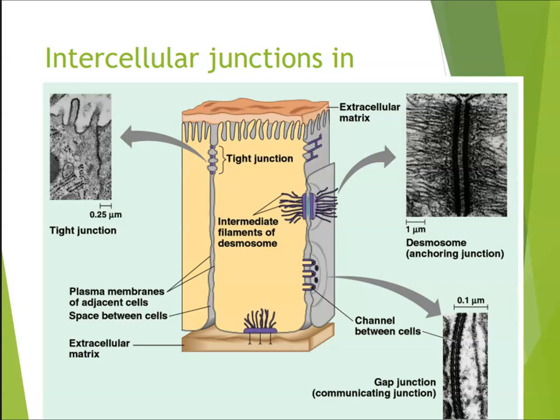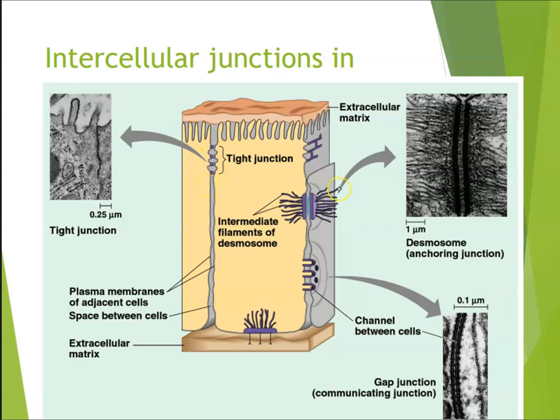But the junctions between animal cells, there are three different kinds. We have tight junctions here that lock two cells together. It's almost like sewing where they get tied together. And they actually create little gaps there that allow materials to be able to pass through that cell membrane.